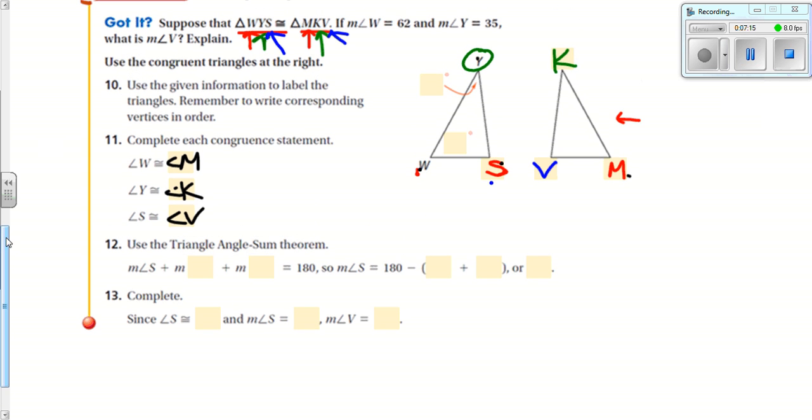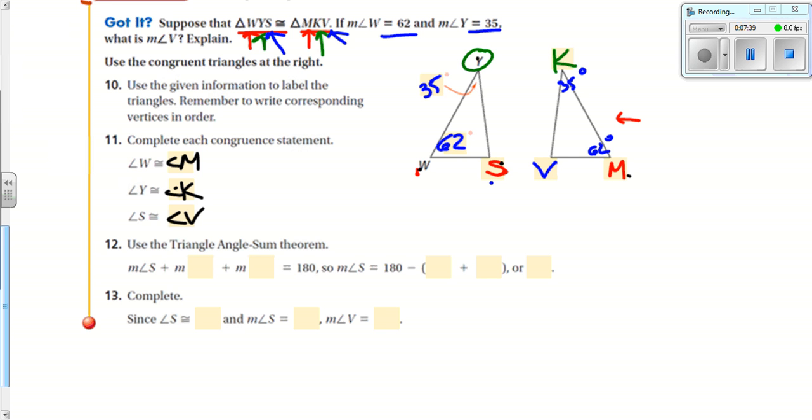I'm going to scroll up, sorry. So they tell us that angle W is 62. I'm seeing that right here, so I'm going to pull that in, 62 degrees. If angle W is 62, what does M have to be? 62, because they're congruent. If Y is 35, what's K? 35. So we really need to find S and V. They're going to be the same amount.